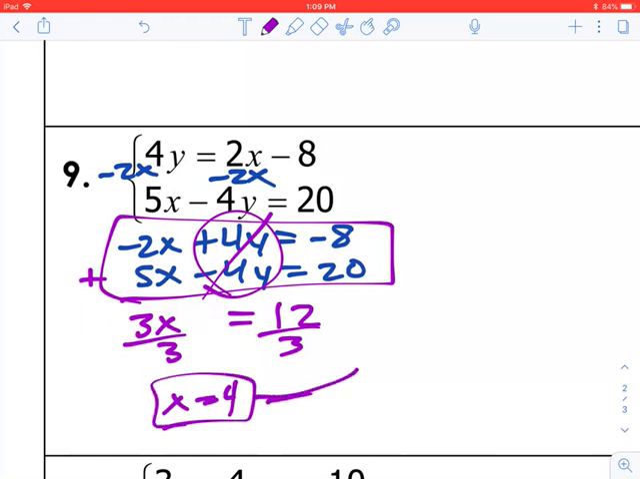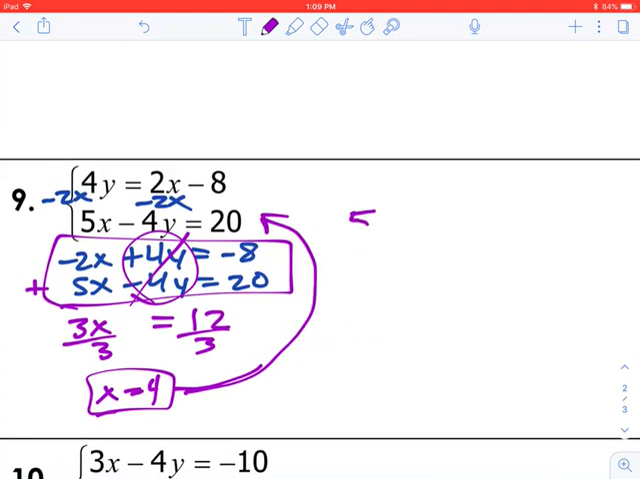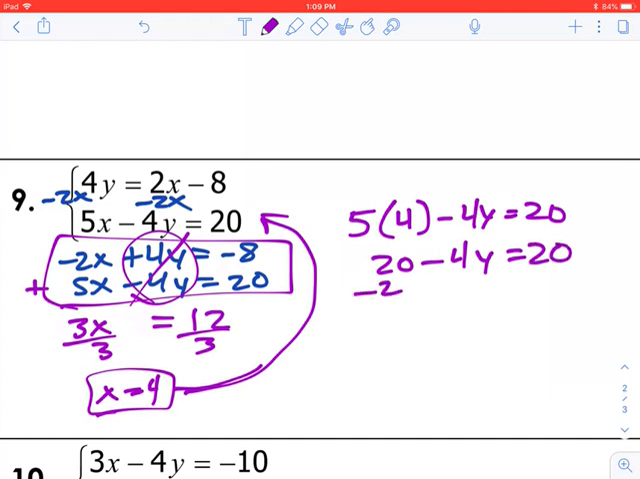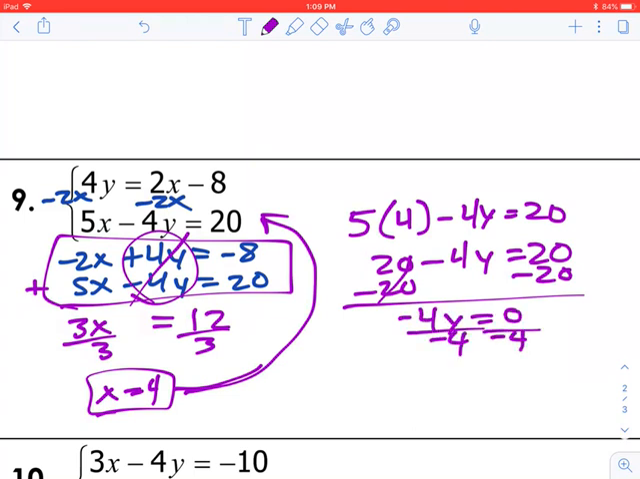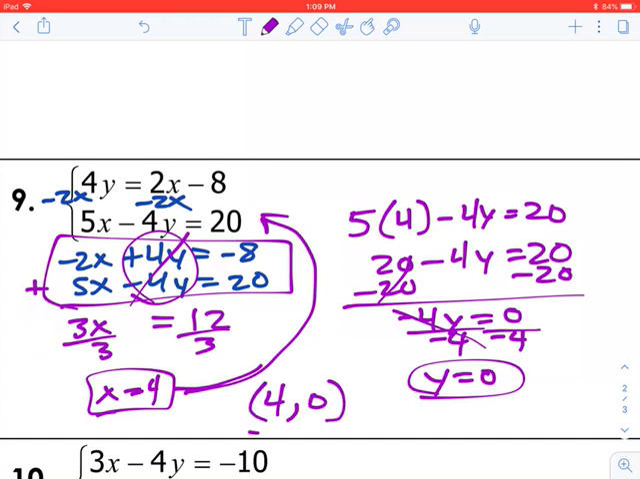Plug that back in. Again, it doesn't really matter which one you plug into. 5 times 4 minus 4y equals 20. So 5 times 4 is 20, minus 4y equals 20. Subtract 20 to both sides. Get negative 4y equals 0. Well, 0 divided by anything is 0, so y equals 0. So my final answer is 4, 0.